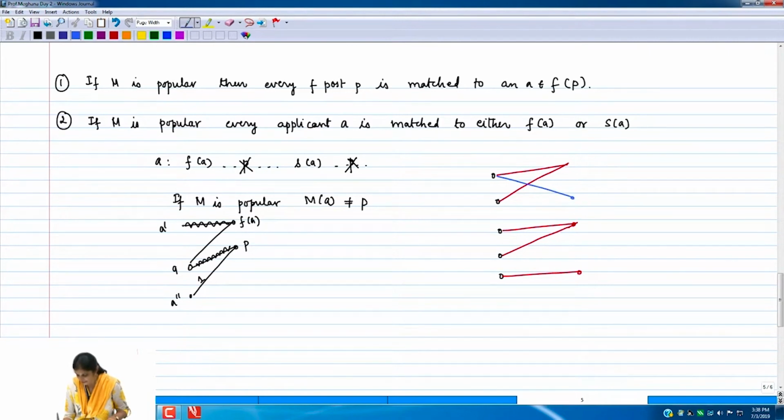Every applicant has an S post. We do not know how there may be several applicants who have the same S post, some applicants who have their unique last resort as their S post, but every applicant has a blue edge and a red edge incident on it. Once we have constructed this graph, what question should we ask? Yes, we have constructed this graph. We know that if M is popular, it must reside in this graph. But what matching should we ask for in this graph?